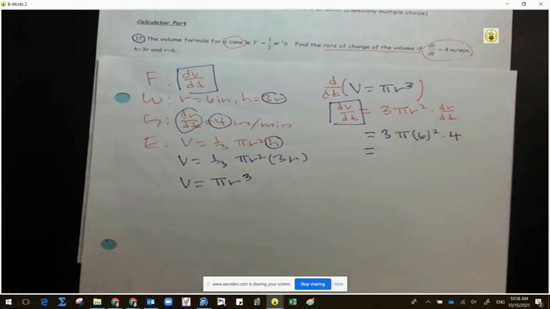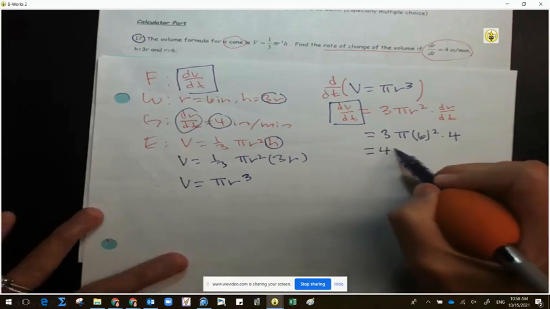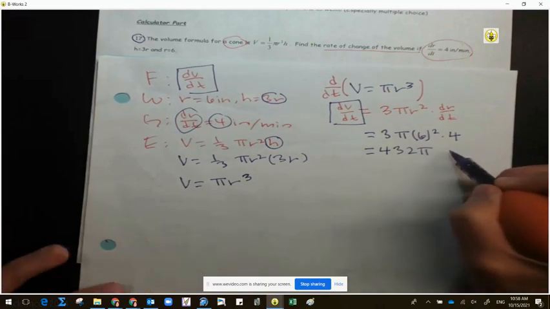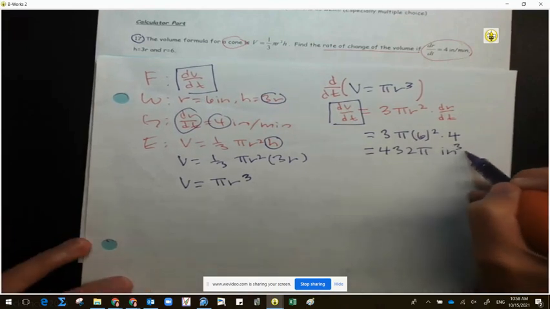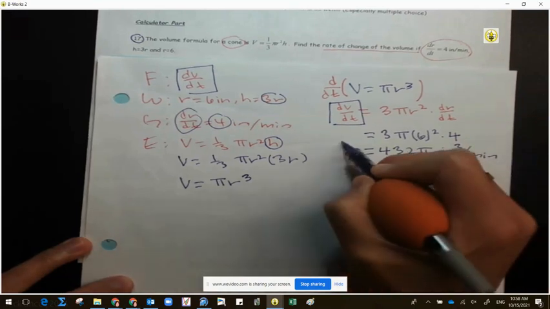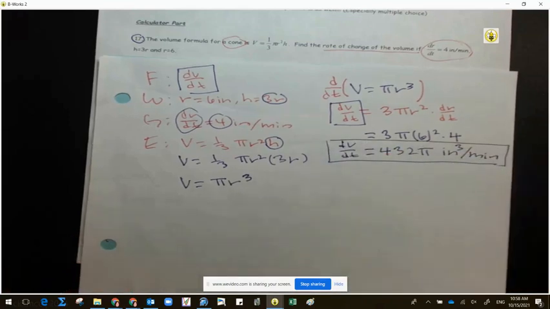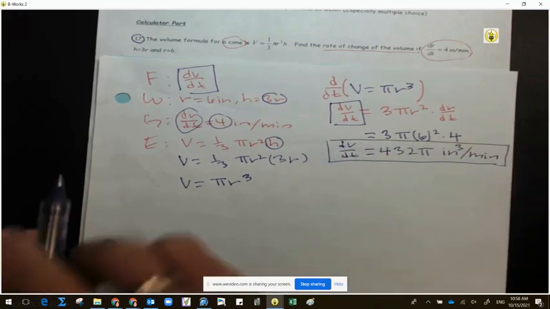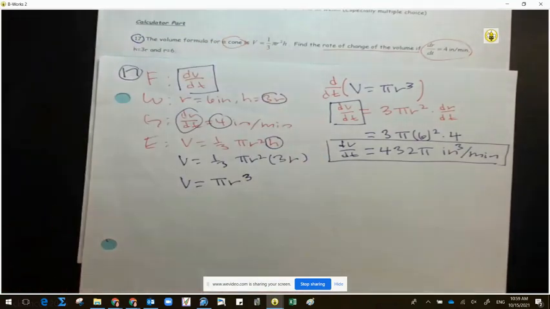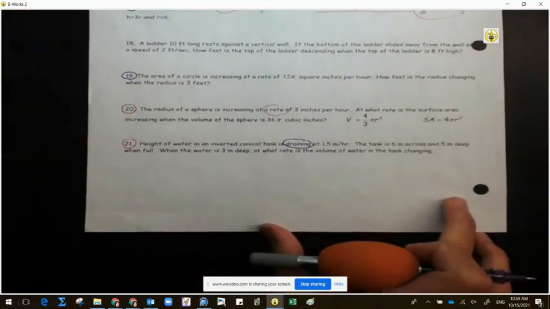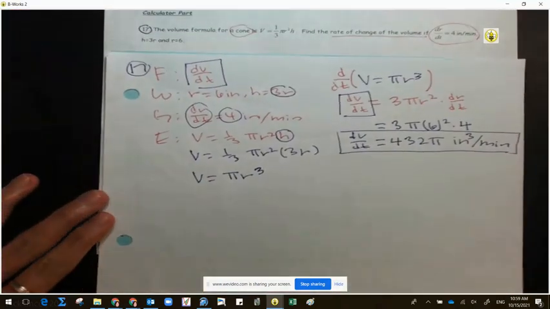Any good mental mathers here? 432. In the word problem, it's going to be a calculator portion. So if you're like, well, I can't do that, it's okay. And I should write out dv over dt is equal to that number. All right, that was number 17. Let's go on to number 19. Is everyone good with the 17?